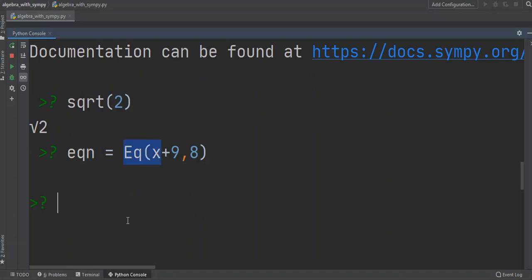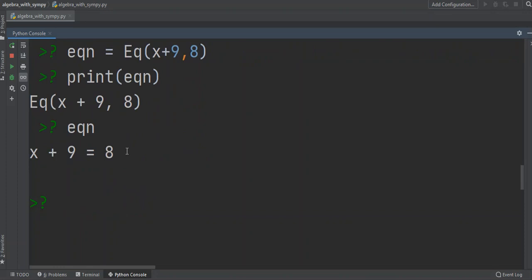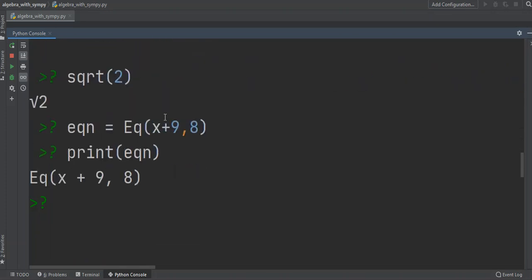If we wanted to print it, say you just did print(eqn), it's going to just print it like this. But if you just type eqn, it will actually show you x plus 9 equals 8 as an equation, because we're in the console here. So it'll show you x plus 9 equals 8 as your output. So that's great. We have our equation, x plus 9 equals 8, stored inside the variable eqn.